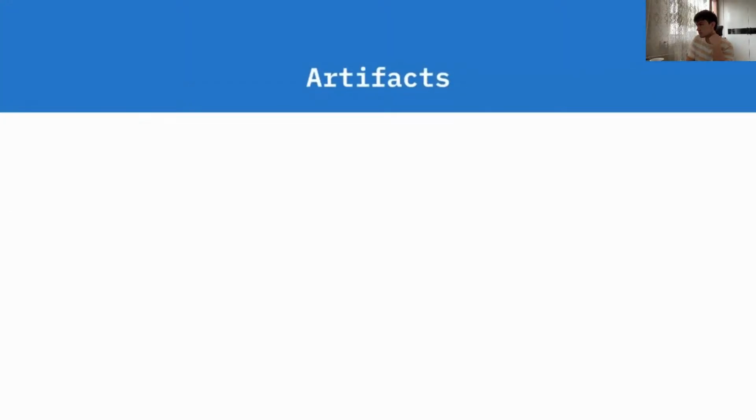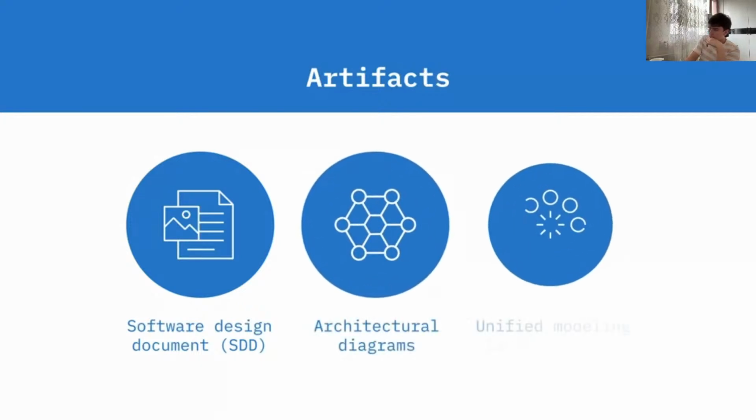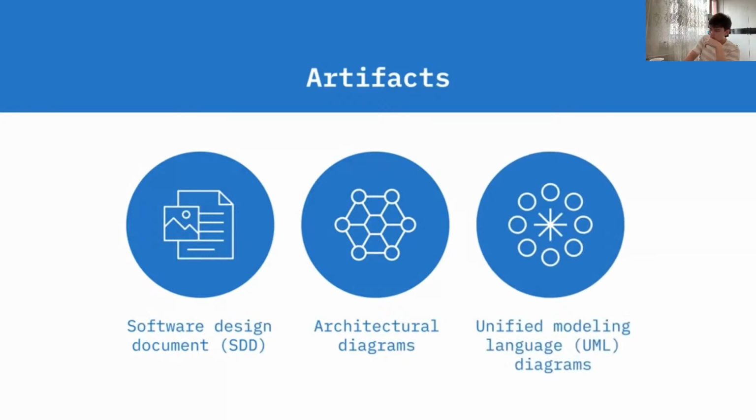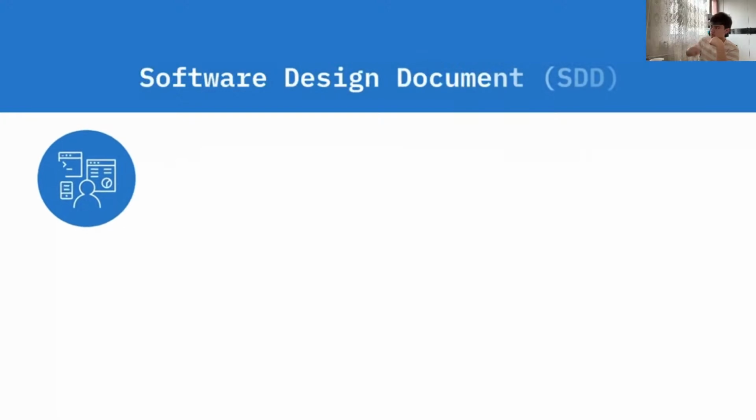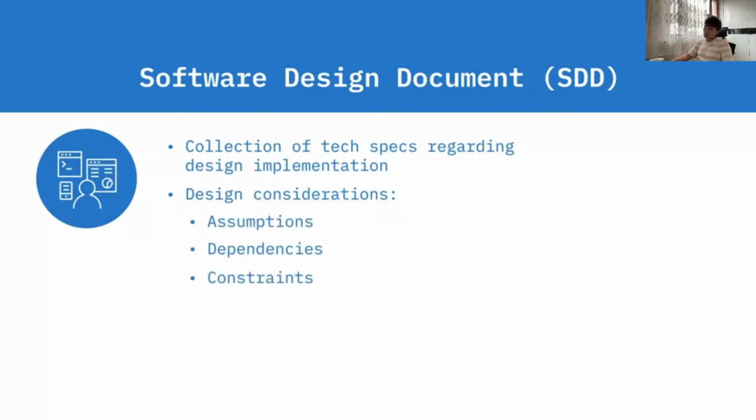Much like blueprints communicate design decisions to the builders of a house, there are also several artifacts produced during the architectural design phase that are used to communicate the software design to the stakeholders. These artifacts include a software design document, or SDD, an architectural diagram, and Unified Modeling Language, or UML diagrams. The SDD is a collection of technical specifications that indicate how the design should be implemented. It provides a functional description of the software and design considerations, such as assumptions, dependencies, constraints, requirements, objectives, and methodologies.